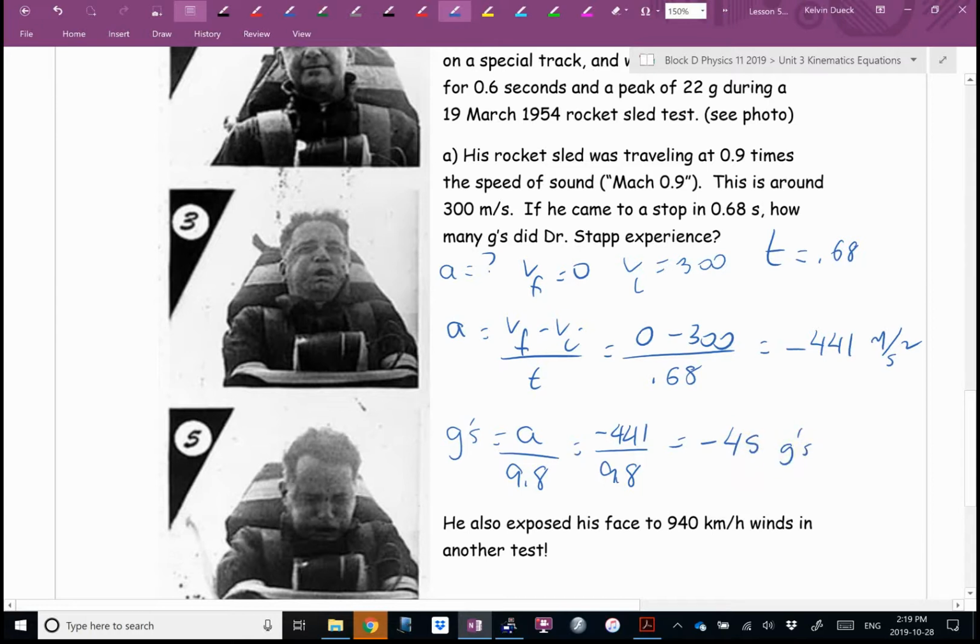The unit for G's is actually just G's. It's no units because it's meters per second squared divided by meters per second squared. The units cancel, so I just write the letter G with an apostrophe S next to it.